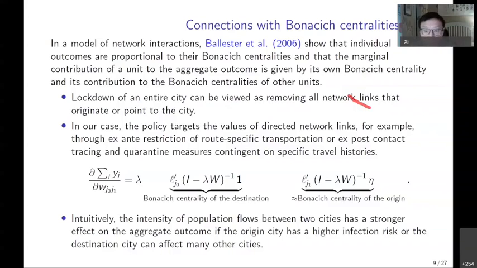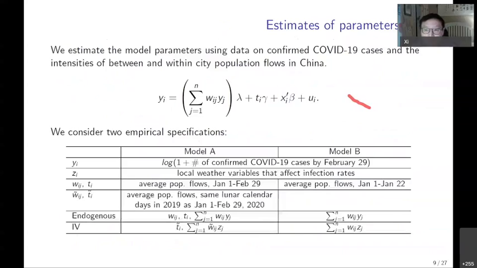So we really need to be very careful about not only restricting the outbound travel from the epicenter or the cities near the epicenter with high risk of transmission, but also the destinations of those epicenters. So that's why we need to think about route-specific travel restrictions.